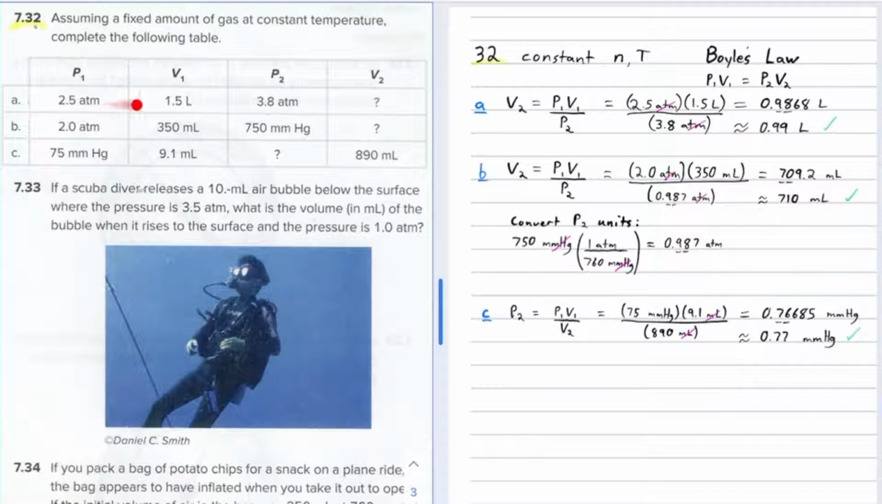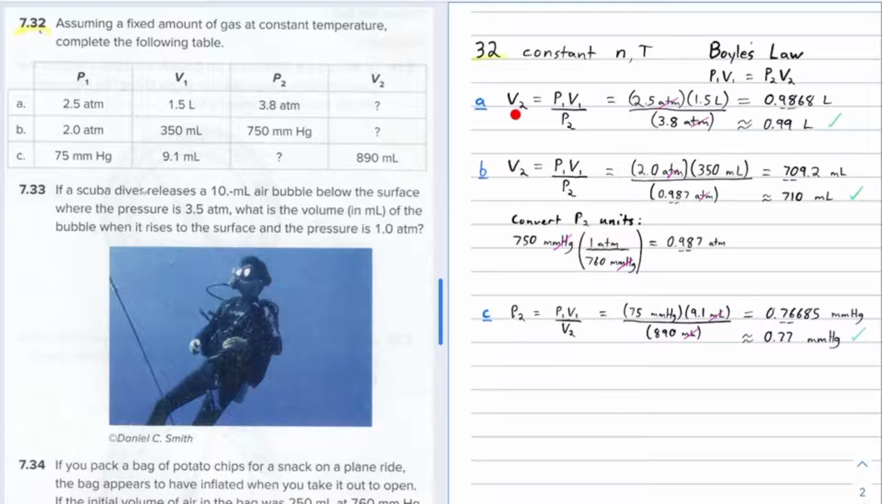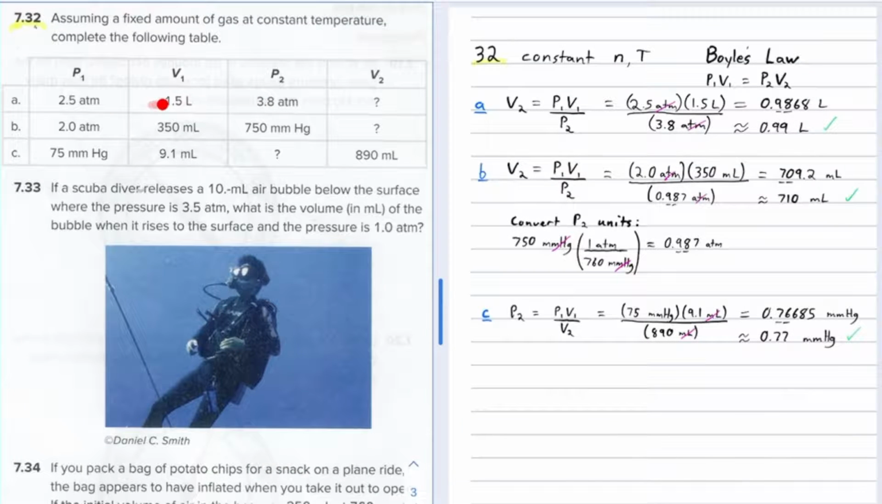So for the first one, A, we're solving for V2. Okay, we're told the pressure and the volume in the first situation and the pressure in the second situation. And so we solve for the volume in the second situation using this equation. You bring the P2 down there. So V2 equals P1 V1 over P2. And so you plug in everything that you're told over here.